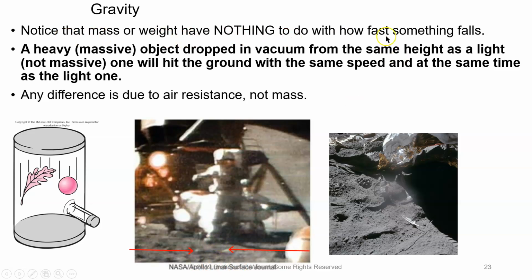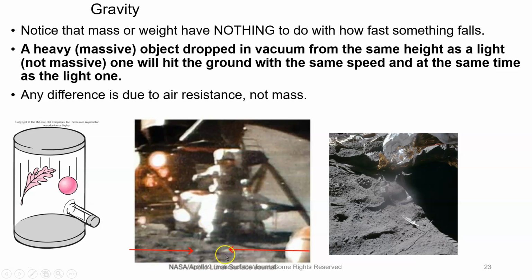Mass and weight have nothing to do with how fast something falls. Just say that again. Mass and weight have nothing to do with how fast something falls. Having a massive object dropped in a vacuum from the same height as a light, not massive one, will hit the ground at the same speed at the same time as the light one. Any difference is due to air resistance, not mass. So in other words, the drag force of air.